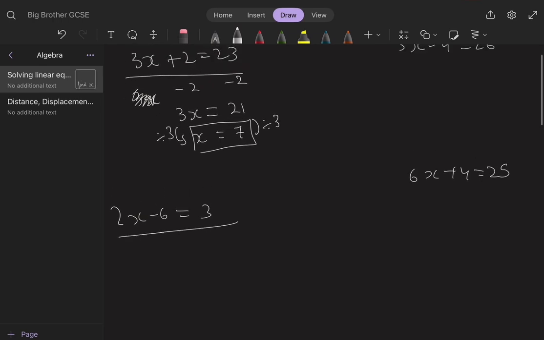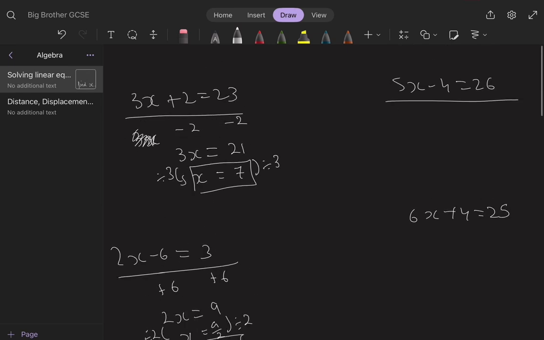For the second one down here, we must plus 6 to both sides. That means 2x is equal to 6 plus 3, which is 9. That means for x, we must divide by 2. 9 divided by 2 is 9 over 2, which means x is now equal to 4.5.